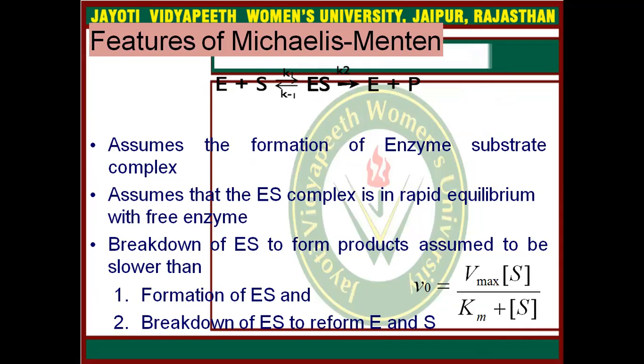product. It assumes the formation of an enzyme-substrate complex, and assumes that the ES complex is in rapid equilibrium with free enzyme, and the breakdown of ES to form products is assumed to be slower than the formation of ES and the breakdown of ES to reform E and S. Here we can see again the formula V0 is equal to Vmax times S divided by Km plus S.